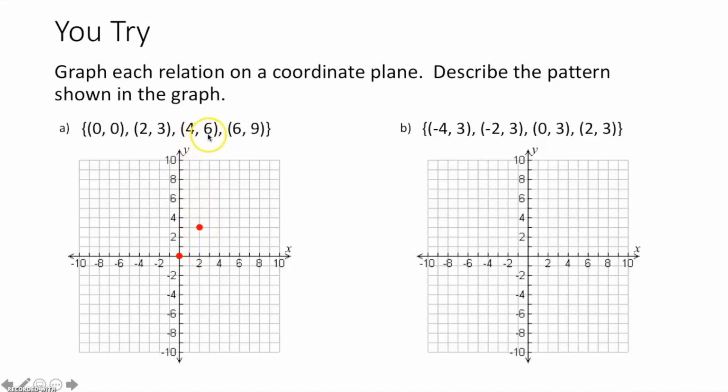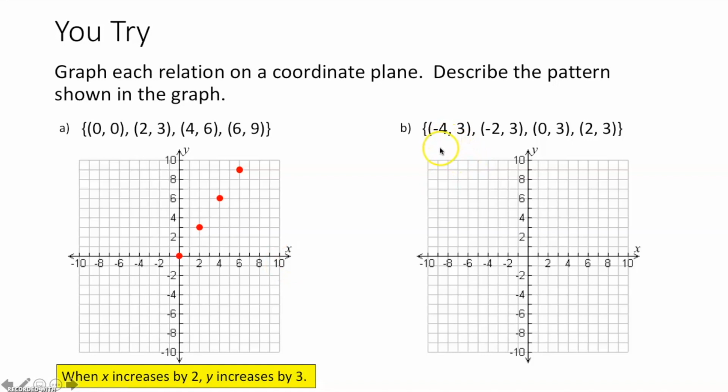Again, this is our x-coordinate, this is our y-coordinate, so we're going to go over 4 on the x-axis and up 6 on the y-axis, and we're going to put a point. And then 6, 9, we're going to go over 6 on the x-axis and up 9 on the y-axis and put a point. Now, how are these related? What's the pattern? Well, it looks like as our x increases by 2, our y increases by 3. Yep, that's how that works.